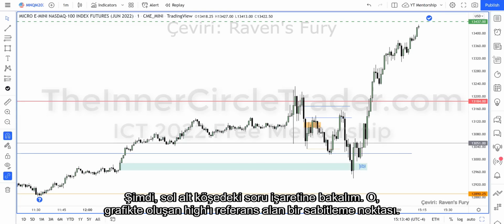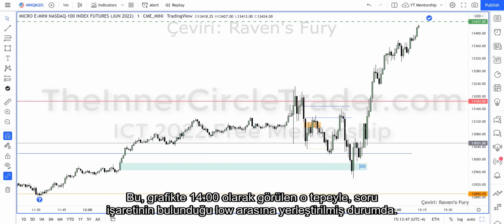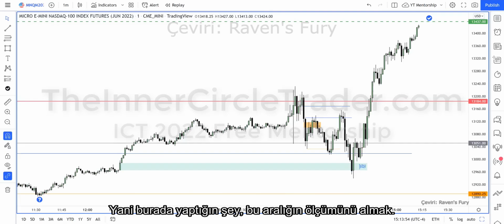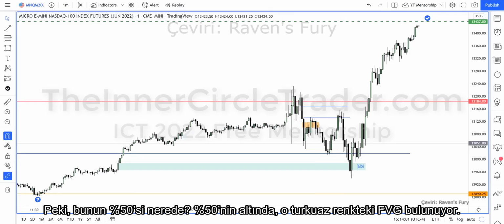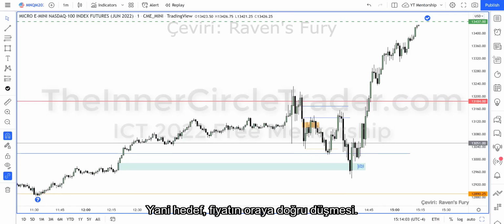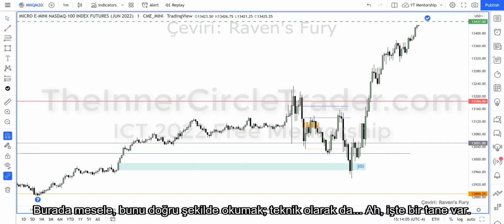Now, the question mark at the bottom lower left-hand corner is anchoring the high that was formed at 2 o'clock, or what would be shown as 1400 here on the chart, down to that low where the question mark is. So what you're doing is getting a measurement of the range. Where's 50% of that? Below 50% is where that fair value gap is. That's in turquoise. So that's the target. It's dropping down into it. So it's a matter of looking at this.